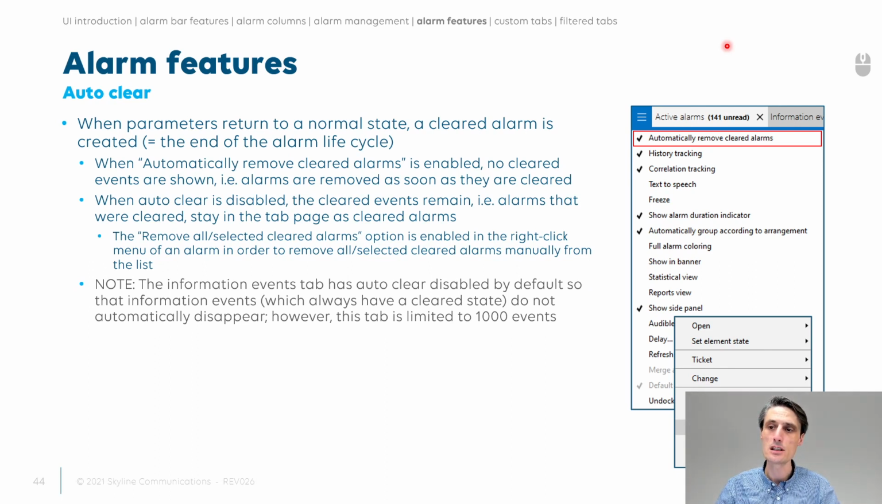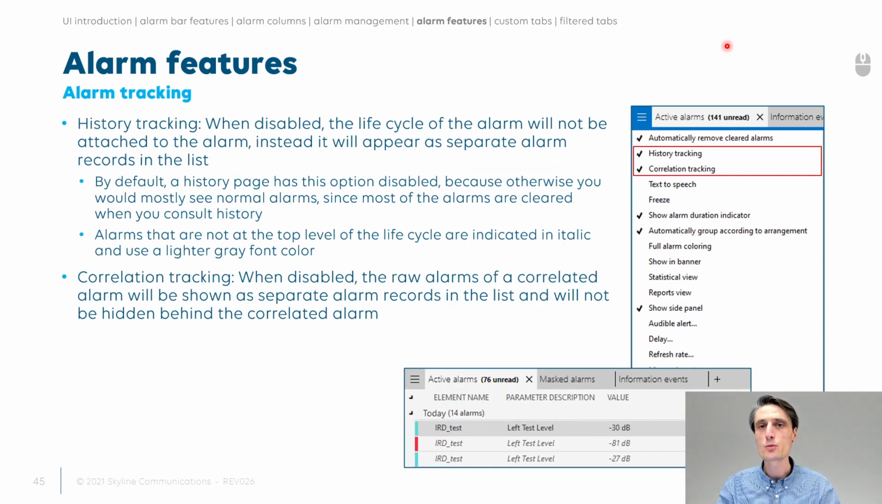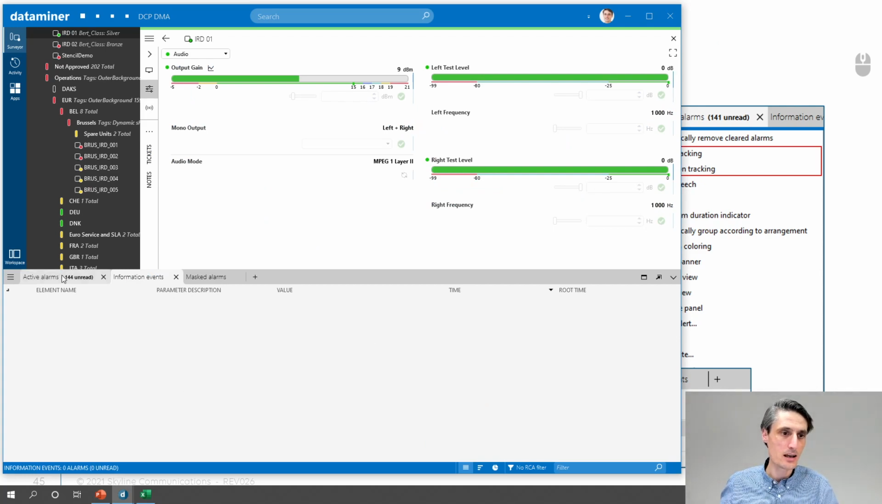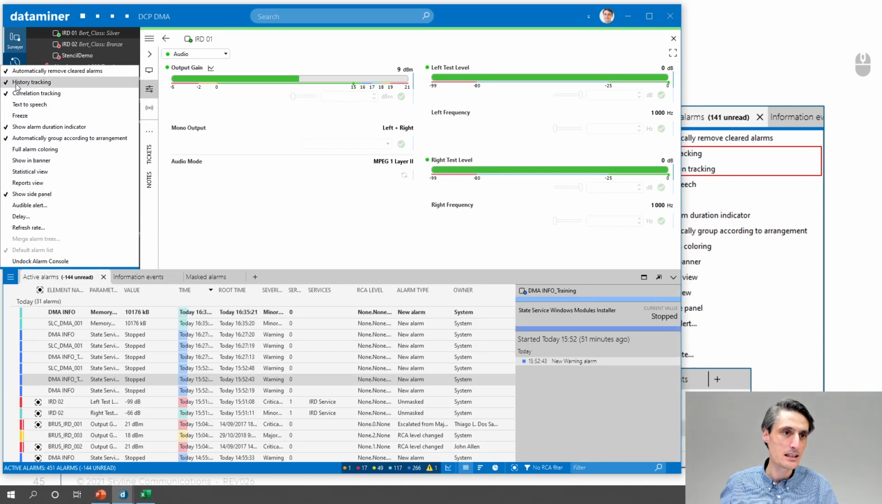Okay, so that was the remove cleared alarms. Next one I want to briefly mention is the history tracking and correlation tracking. By default, those are activated, and that's actually working quite well. What happens if I disable the history tracking?